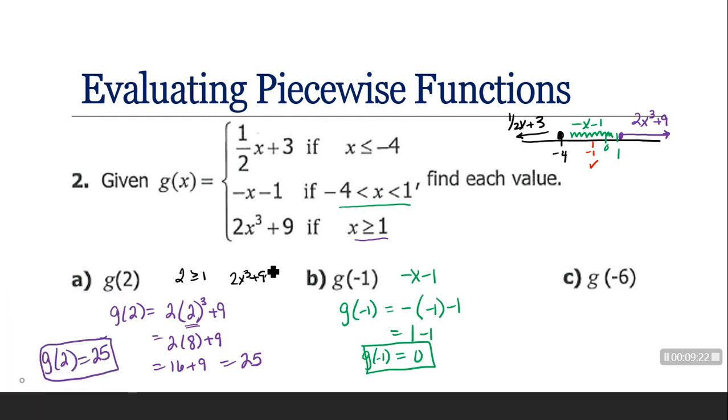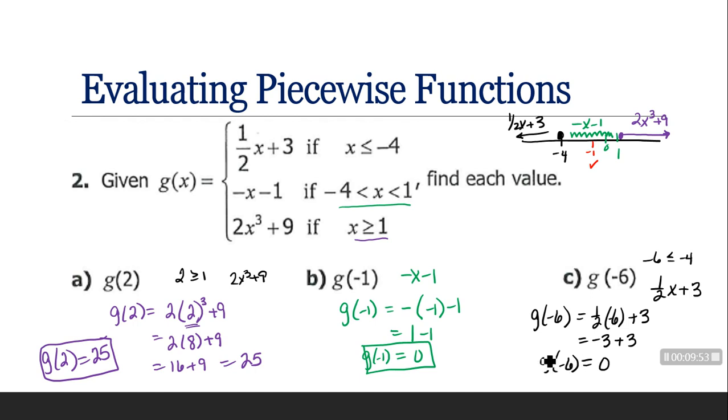And last but not least, g of negative 6. Negative 6 is definitely less than or equal to negative 4, so we will use the function 1/2 x plus 3 to evaluate. We'll use that portion of it. So g of negative 6 equals 1/2 multiplied by, oops, excuse me, negative 6, I forgot my negative. Half of negative 6 equals negative 3. And negative 3 plus 3 does give us 0. So when we substitute a negative 6 into the equation, we get a y value of 0. And there you go. That is evaluating our piecewise functions.